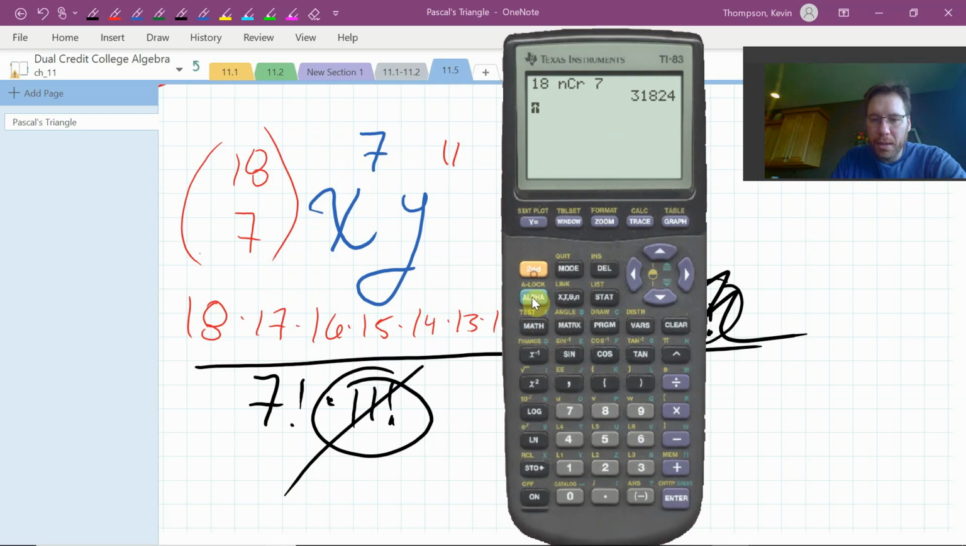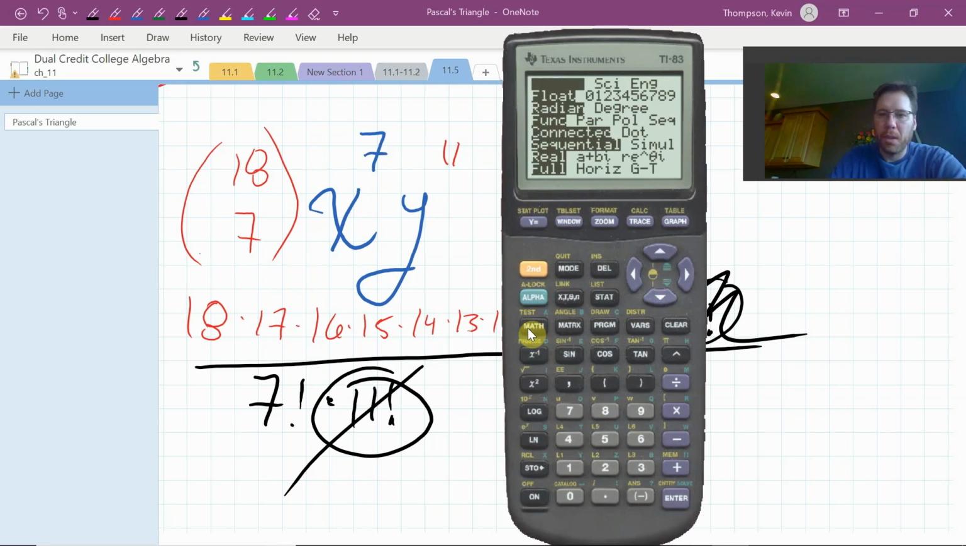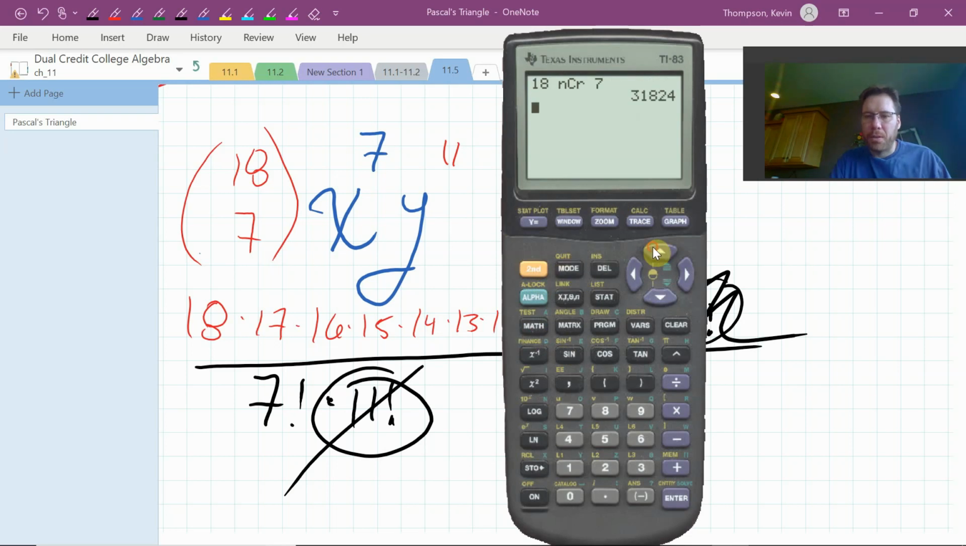So just to test what I'm saying, if I go back into this math menu, and I would choose, actually let's do it this way. If I just go and choose my answer, this calculator doesn't let me. So let's say 18 choose 11. It better tell us the same answer, and it does. Okay, so that's what I'm saying, choosing 7, choosing 11, you're making the same choices.